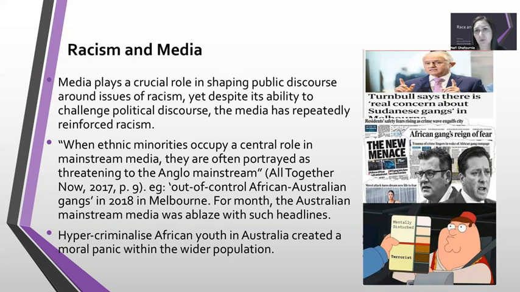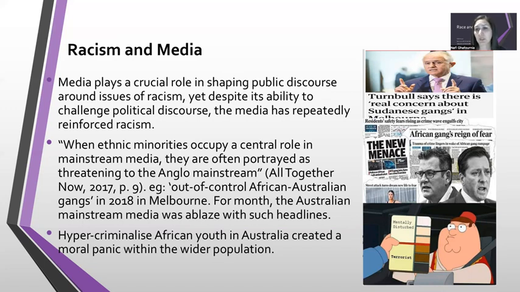where a group of young African people started doing some criminal acts, and then the media exaggerated it and generalized it to the whole community as an African gang, in particular a Sudanese gang, and it caused lots of moral panic. You can see in the picture that the then Prime Minister Turnbull was even saying there is a real concern about Sudanese gangs in Melbourne. If the leader of a country tries to promote this kind of moral panic, there's no expectation that it doesn't happen with other politicians and other people.